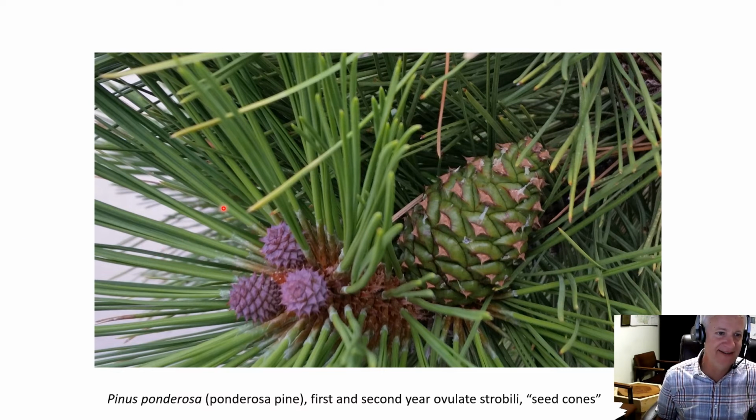By the way, aren't these ovulate strobili beautiful? I think those are really a beautiful color.